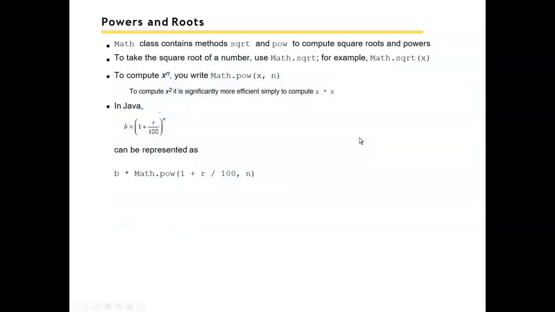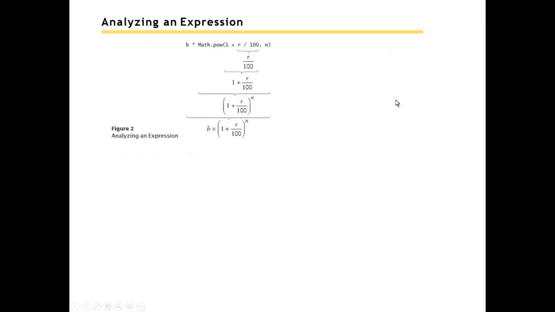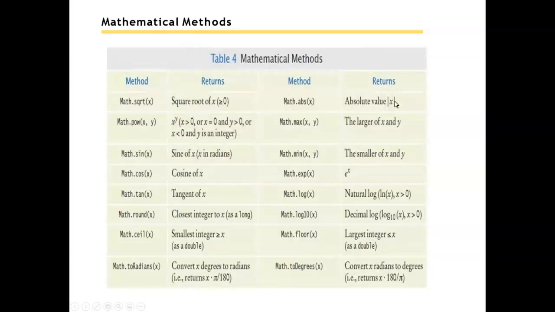Just a table of stuff. Powers and math. The math class contains methods like square root and power and floor and ceiling, a bunch of other stuff. So to take the square root of a number, you just call the square root function. To compute x to the n, it's this simple. So this example, b times 1 plus r over 100 to the nth, can be represented like this. So here are some mathematical methods they have in there.